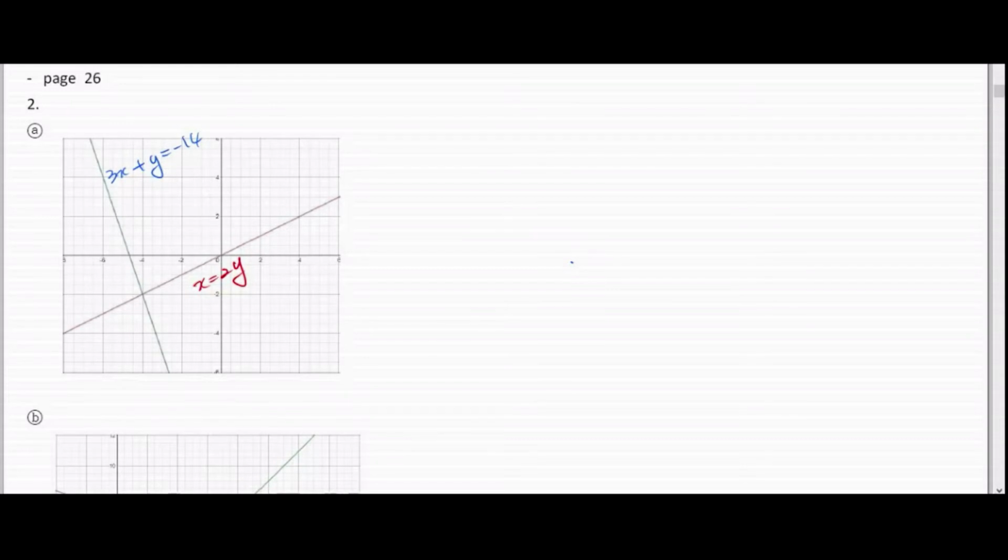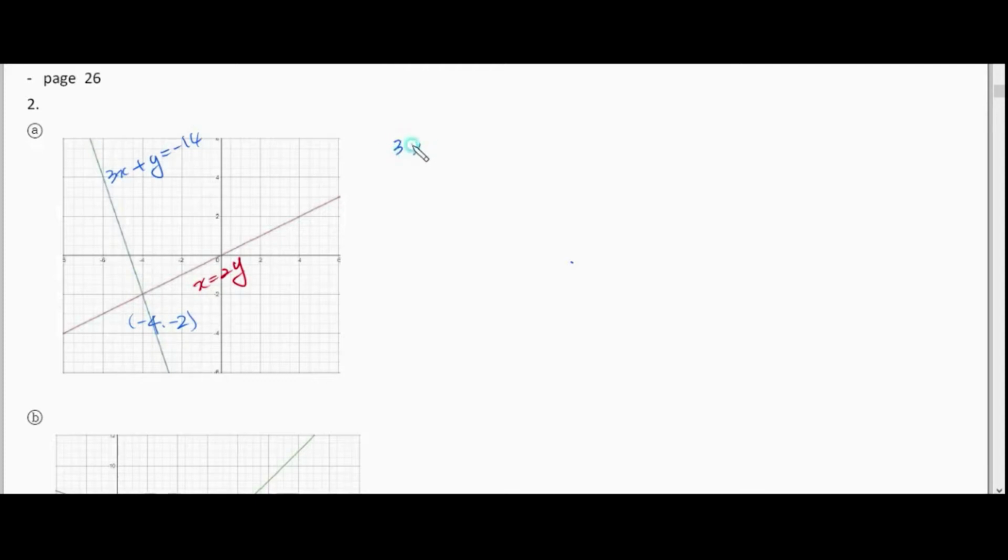This is question 2. This question asks us to find out the point of intersection of two graphs and verify the answer by substituting those x and y's in those two equations. Let's start with question A. The point of intersection of this one is at negative 4, comma negative 2.